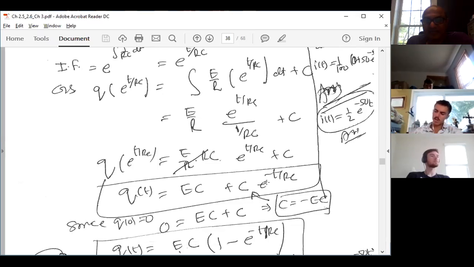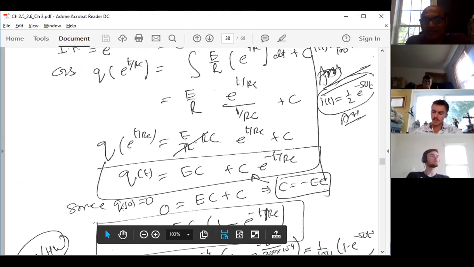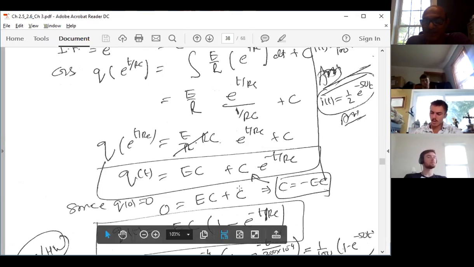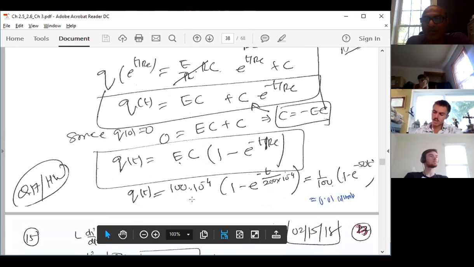Initially, just like current, when I equals 0, of course Q equals 0. So initially Q at 0 equals 0. So 0 equals EC plus C e to the power negative t over RC. Right, guys? Because t equals 0, the exponential is 1. So C equals negative EC. Just plug it back over here. So EC common: Q(t) equals EC times 1 minus e to the power negative t over RC. And now what are the things provided to you? E is 100, C is 10 to the power negative 4.